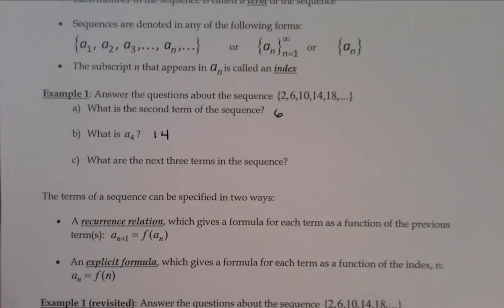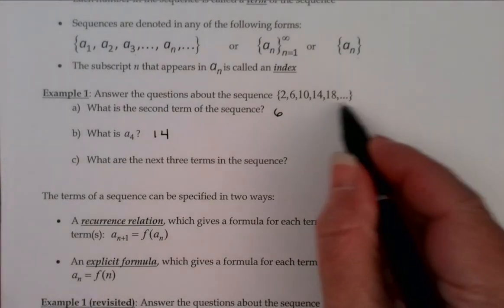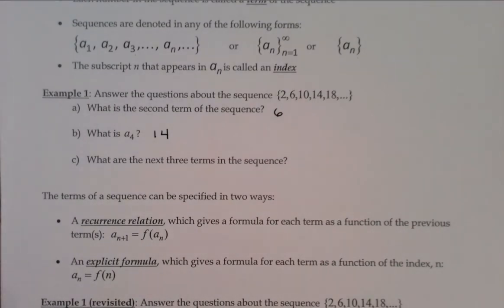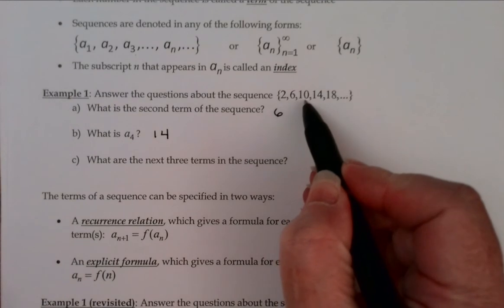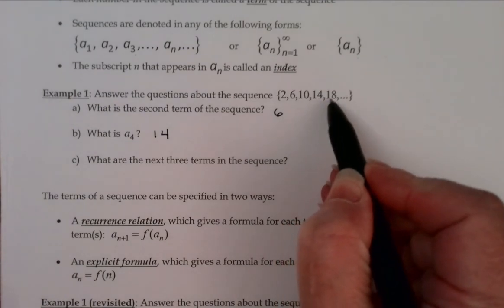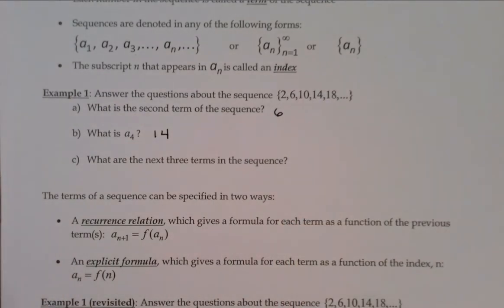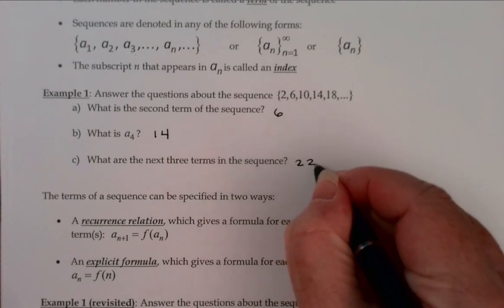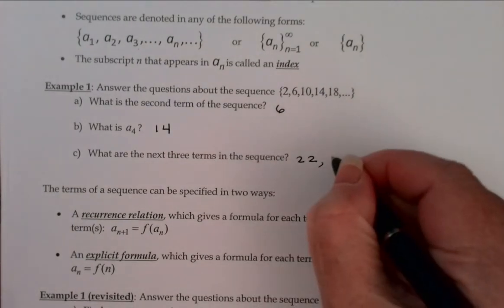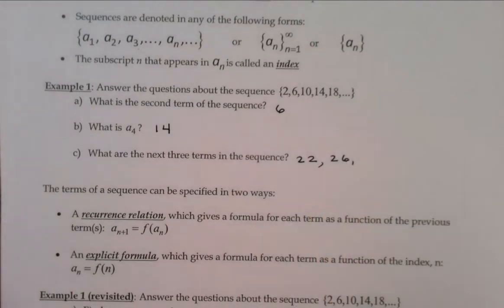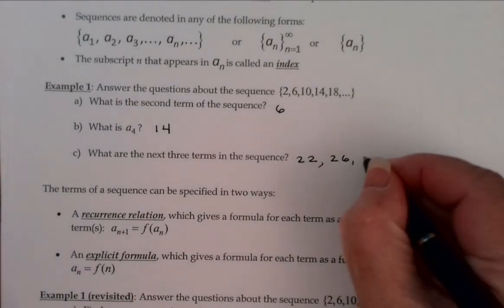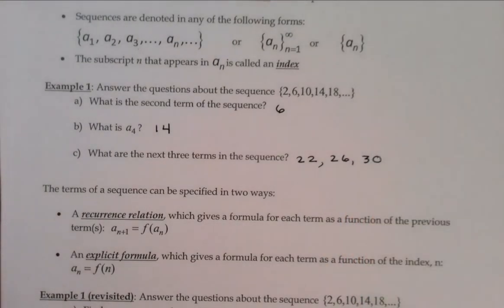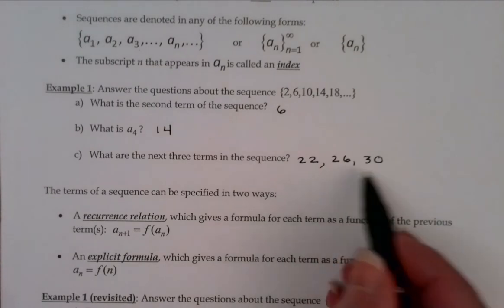All right, what are the next 3 terms in the sequence beyond what's shown? This is where you start analyzing the pattern. And I'm sure by now you've recognized that each time we're adding 4 to get to the next number in the sequence. So if I were to add 4, I would get 22, and then add 4 again, 26, and add 4 one more time, 30. And that would be the next 3 terms.